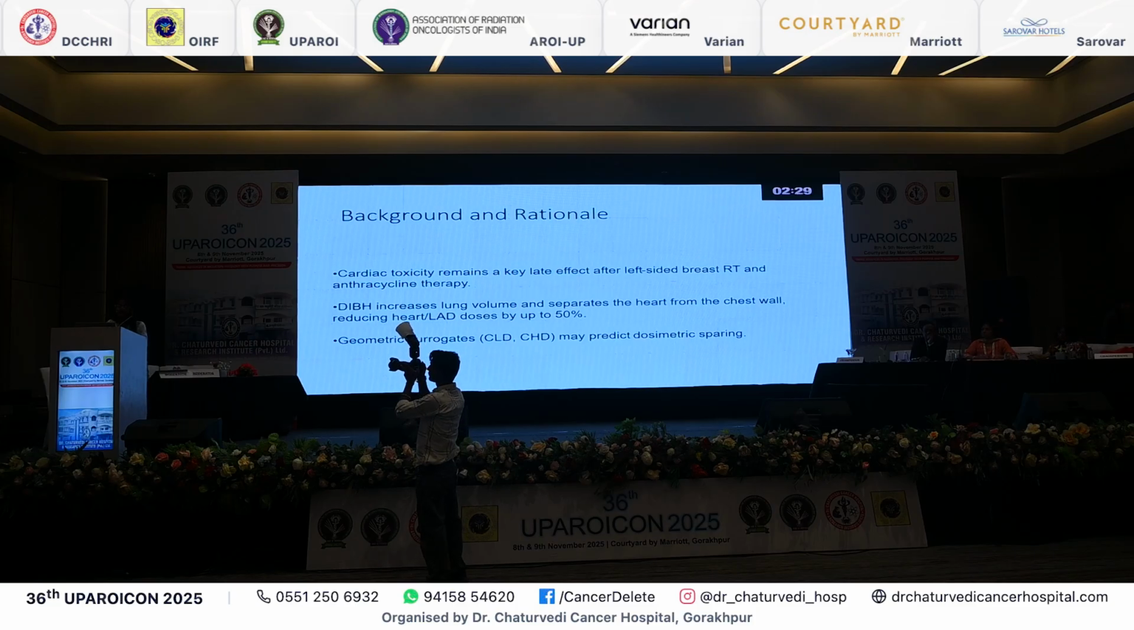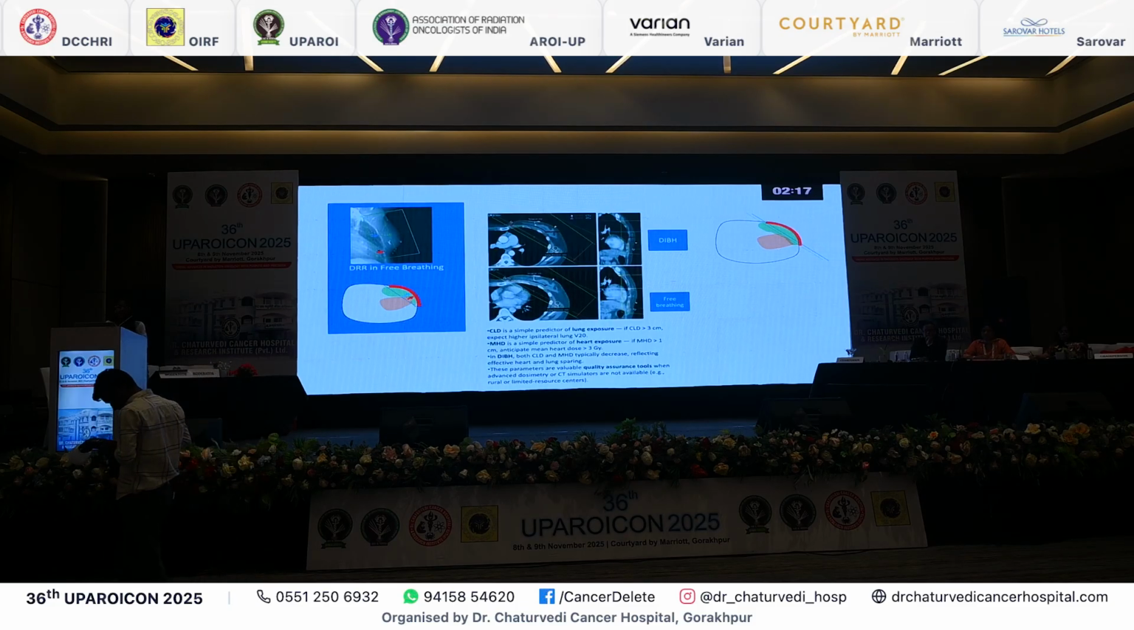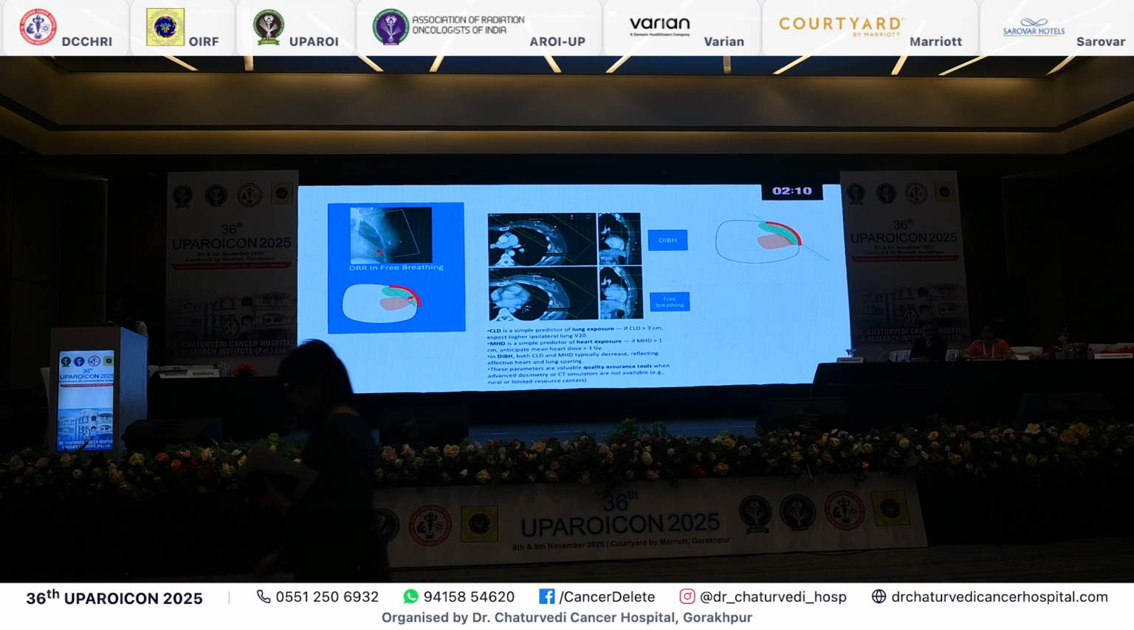We'll be measuring geometric surrogates, which may help in predicting dosimetric sparing. The geometric surrogates which we suggest are CLD and CHD, that is central lung distance and central heart distance. On the left side, the DRR in free breathing, the blue dot depicts the CLD and the red arrow depicts the CHD. On the right side, the tangential line moves towards the chest wall. During DIBH, the lung expands and the heart becomes tubular. It moves inferiorly and posteriorly. Thus, cardiac sparing can occur.